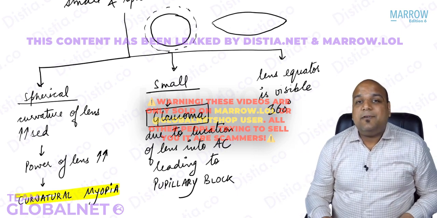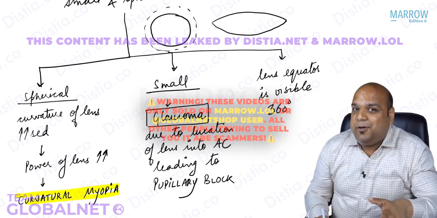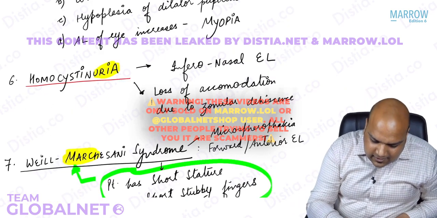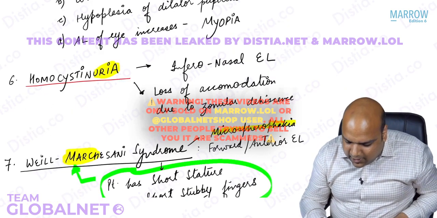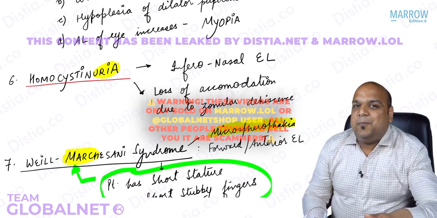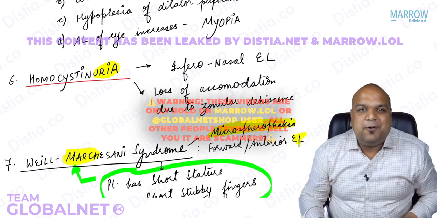That's all about microspherophakia. If you ask me what is the cause of microspherophakia, I've already told you, everybody. Let me go back. We had already written that the cause of microspherophakia is Weill-Marchesani syndrome. So Weill-Marchesani syndrome causes 2 things: ectopia lentis and microspherophakia.